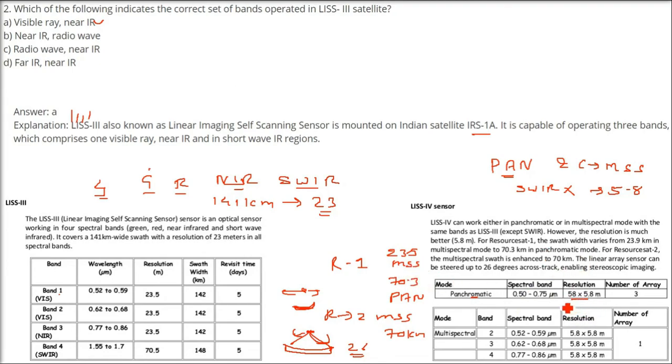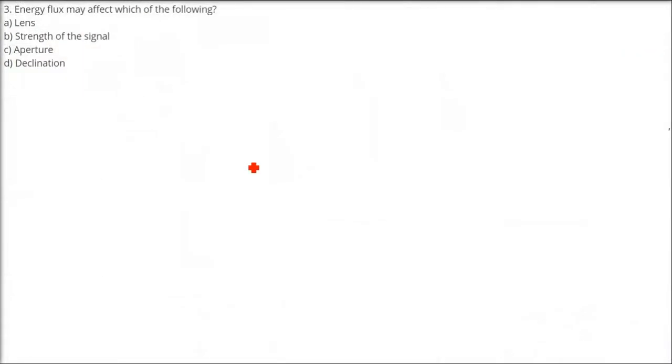This is very good. 5.8 is really good. And swath, I told you. So swath also, we have the panchromatic resolution is 5.8, and we have multispectral. There is no SWIR. Please remember, only this GR and NIR is there, and the spectral range is the same. As I am saying, the resolution is 5.8 meter. LISS 4 is quite good.